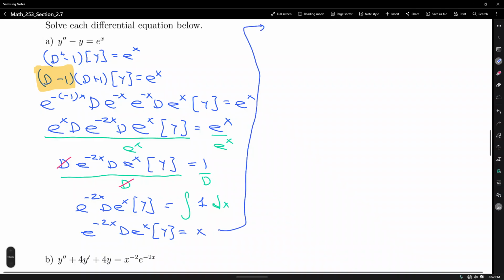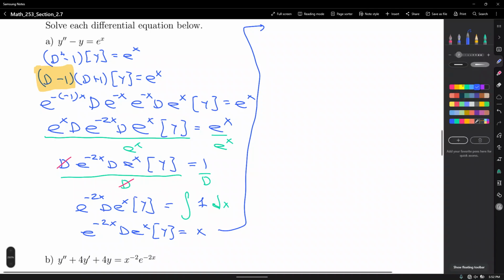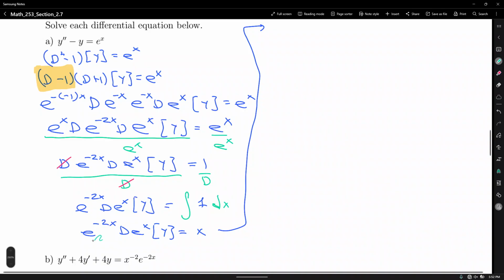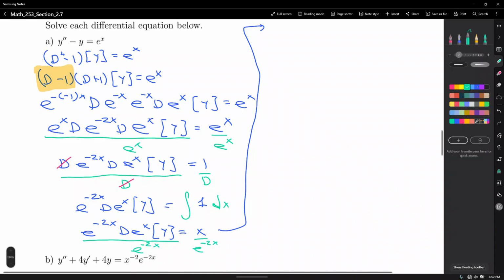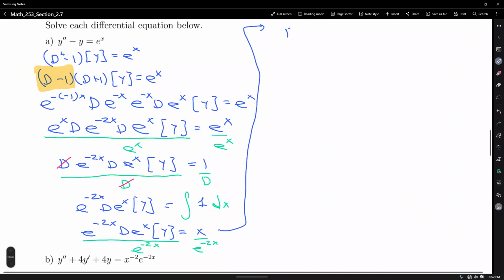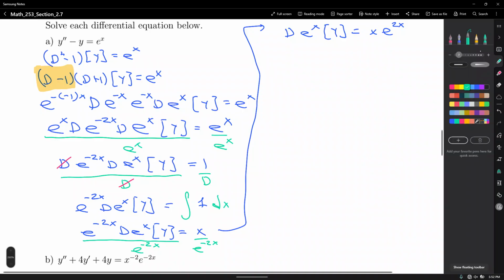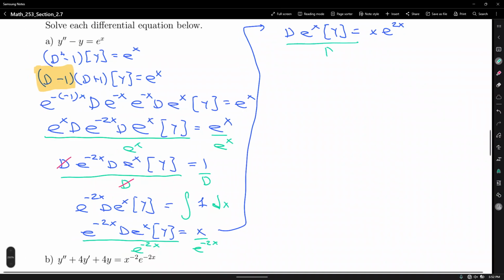Okay, so what should I do here? I'm going to divide both sides by e to the negative 2x. That's going to leave us with d e to the x y equals x e to the 2x. Let's keep going. What do we do? Divide both sides by d.